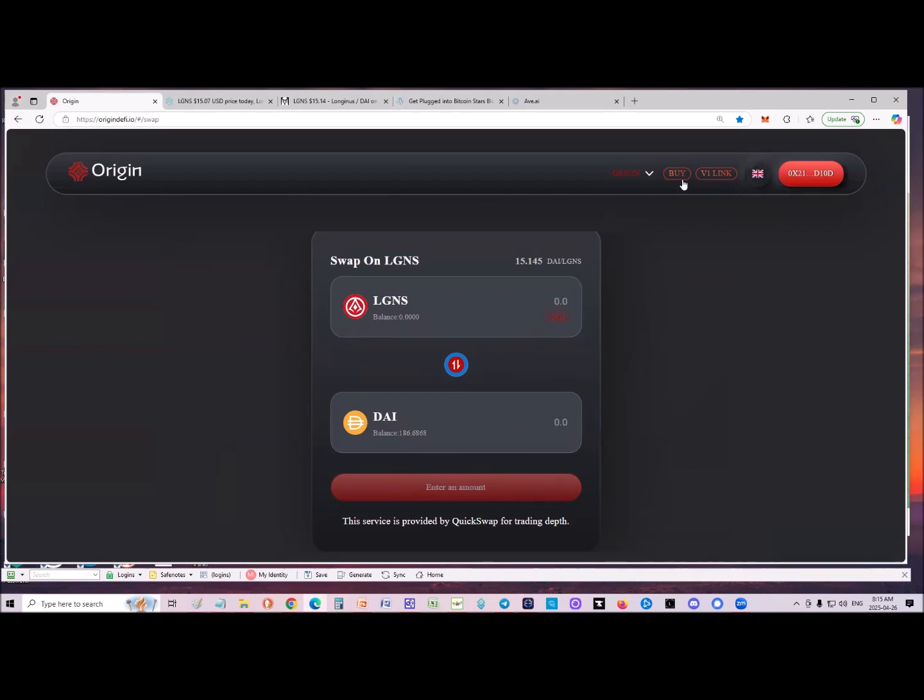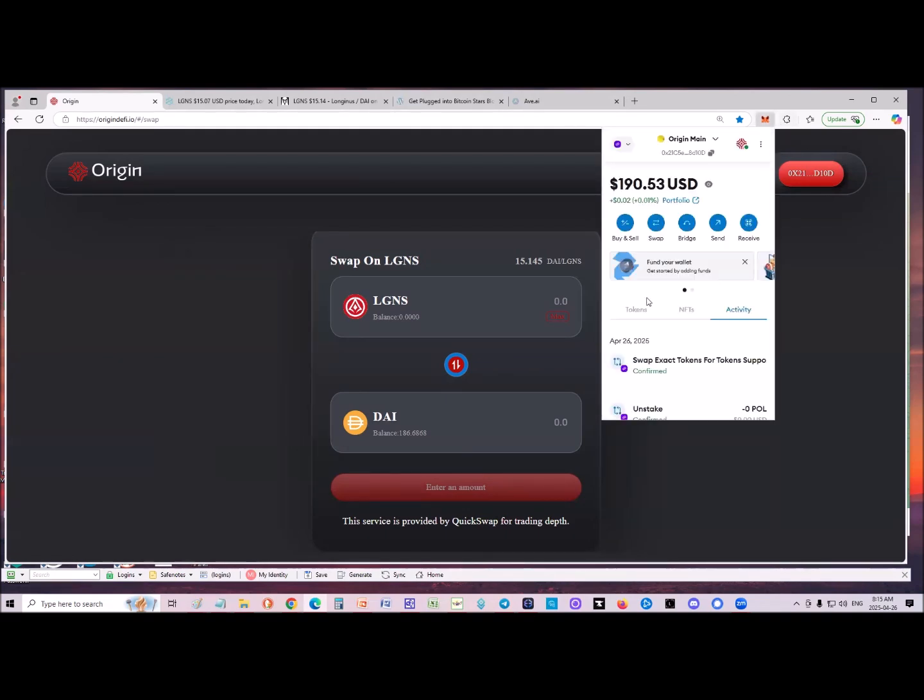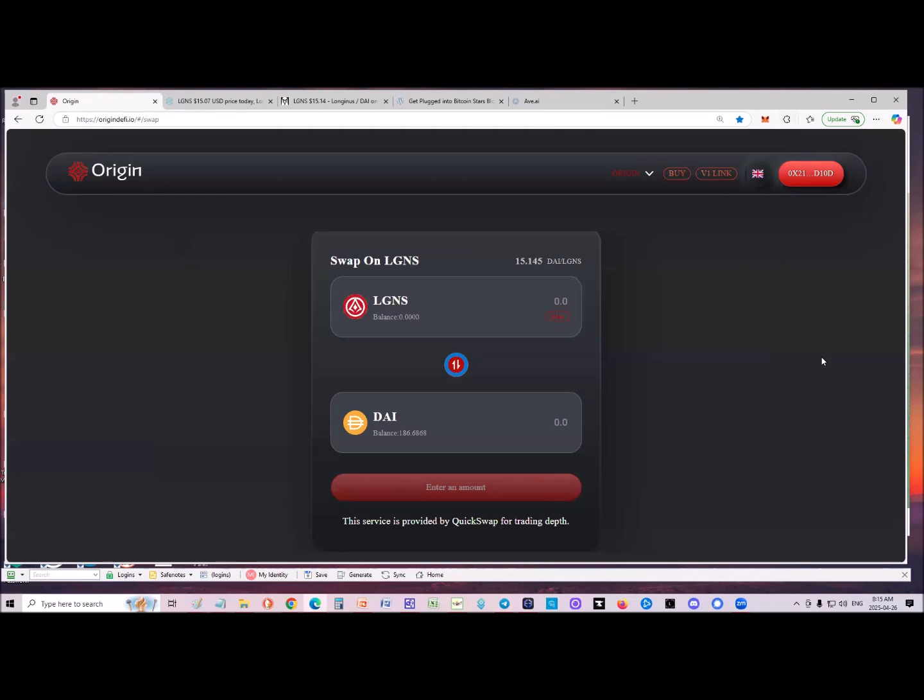There you go. So it's done. I can go to my wallet and I can show you that it is now in the wallet. You can see the amount of 186 that's right there. They're matching. Okay, so that is how simple it is to do a withdrawal in the Origin application.